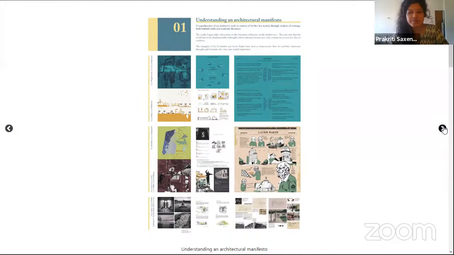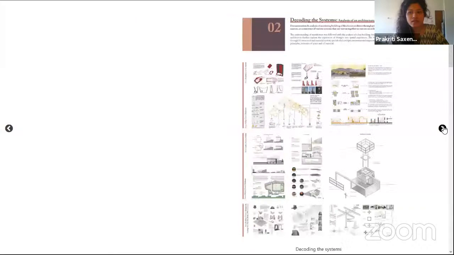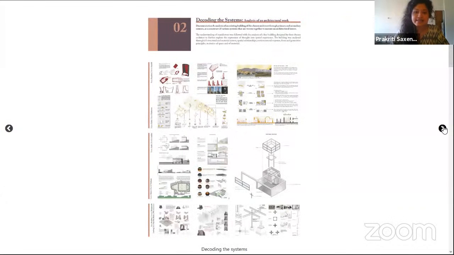Can we go on to the next part, Amol? Yes. The second exercise was to take the manifesto, a particular building designed by that architect, and study that building in detail. Each student selected an architect and then a building by the said architect. We analyzed it in detail in various ways, like the structure, the material, the expression, tectonics, form, materiality, climate response, circulation, all of those things.